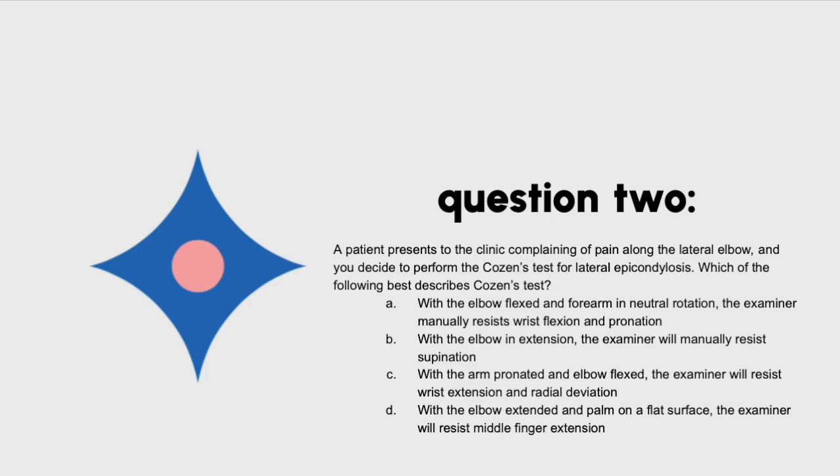A patient presents to the clinic complaining of pain along the lateral elbow, and you decide to perform the Cozen's test for lateral epicondylosis. Which of the following best describes Cozen's test? A. With the elbow flexed and forearm in neutral rotation, the examiner manually resists wrist flexion and pronation. B. With the elbow in extension, the examiner will manually resist supination. C. With the arm pronated and elbow flexed, the examiner will resist wrist extension and radial deviation. And D. With the elbow extended and palm flat on a flat surface, the examiner will resist middle finger extension.